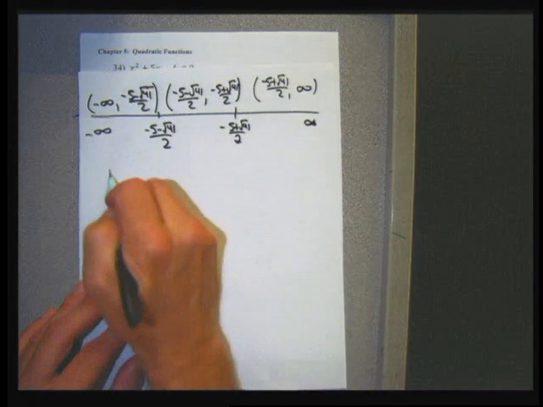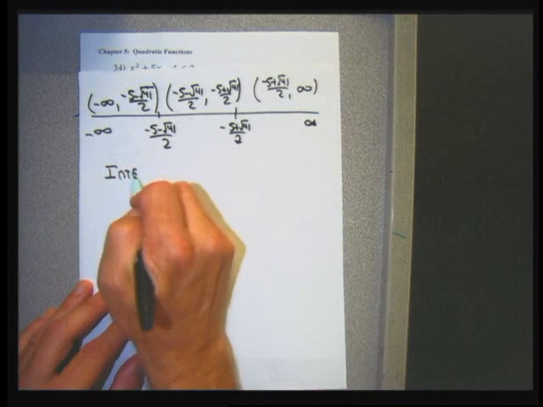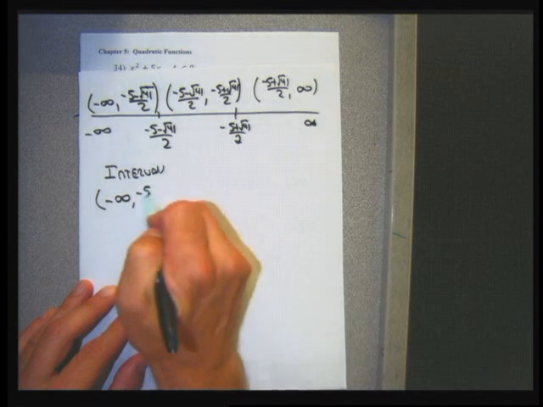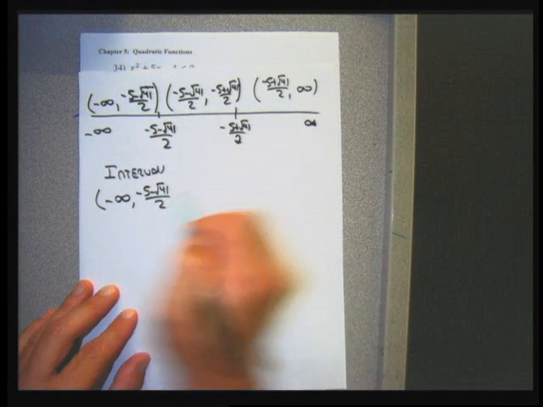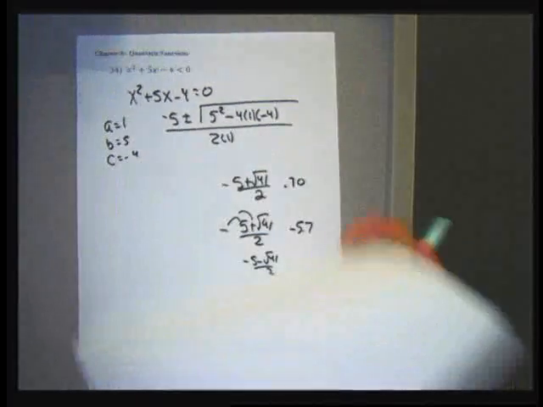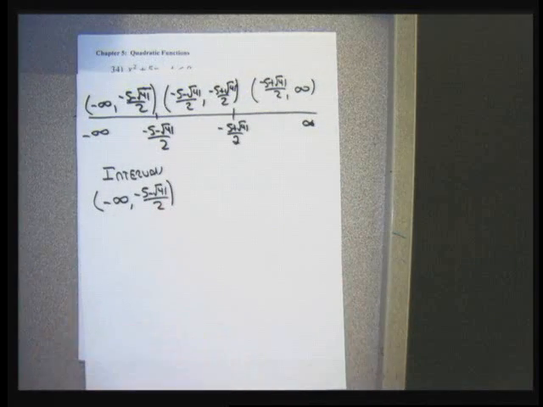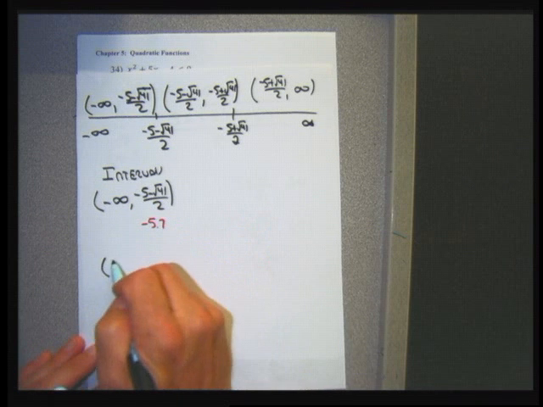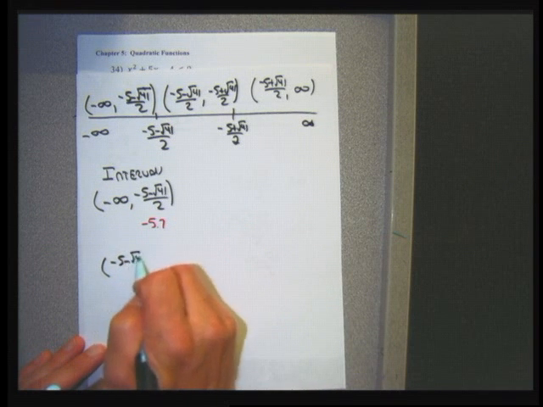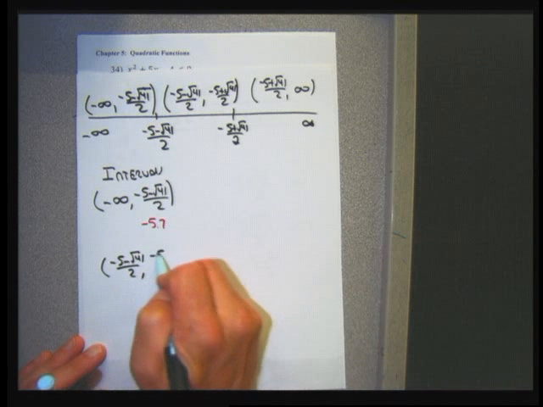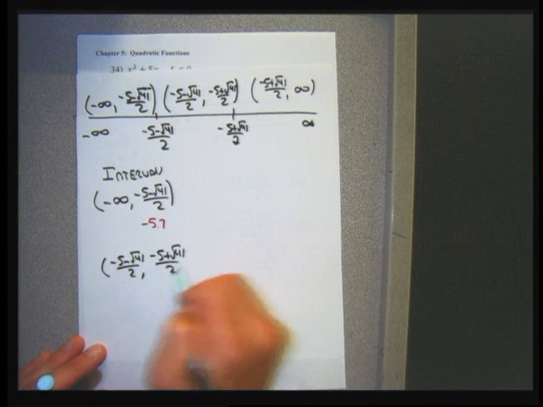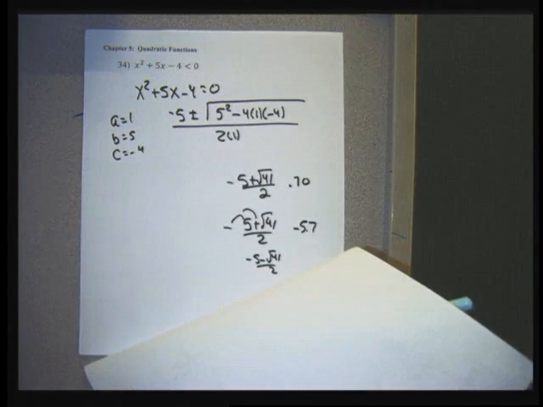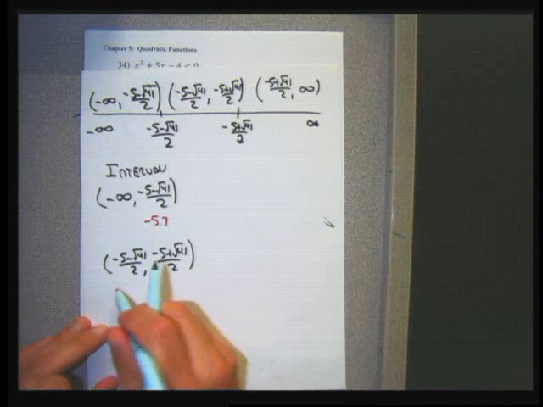So now I'm going to do my table. First one I'm going to do is negative infinity to negative 5 minus the square root of 41 over 2, and then that's equal to negative 5.7. It's important to know that so I know what number I can plug in. The next one, negative 5 minus square root of 41 over 2, comma, negative 5 plus the square root of 41 over 2, and that is negative 5.7 to 0.7.